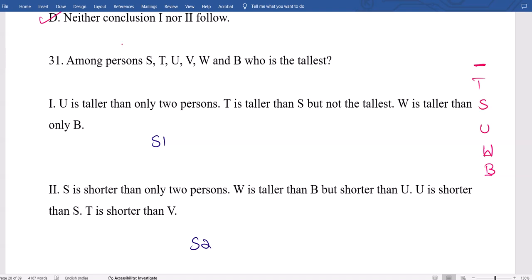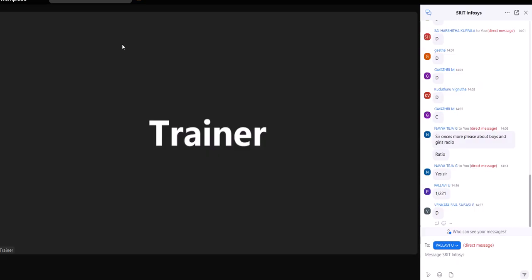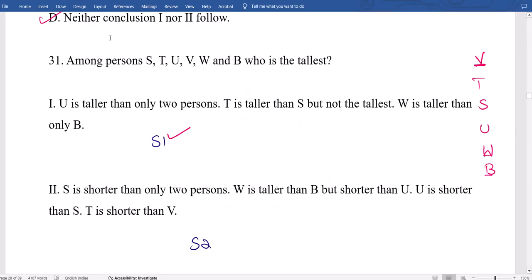You can understand one alone we can do. But don't stop with one alone. Try two alone as well. With one alone you can find clearly who is the tallest. That person is V, right? One alone we can do. Next one, try two alone.